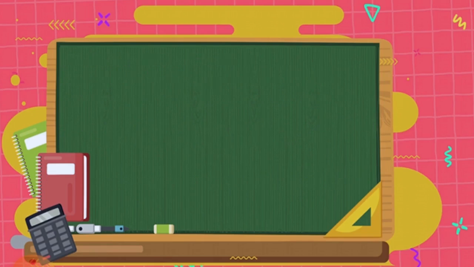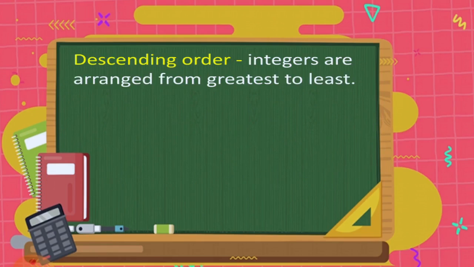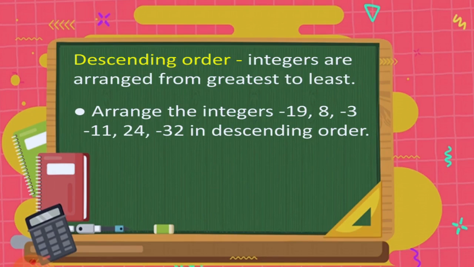While descending order, integers are arranged from greatest to least. Example, arrange the integers negative 19, 8, negative 3, negative 11, positive 24, and negative 32 in descending order. So, you are going to arrange it from highest number to lowest number. What is the highest one? We have 24 followed by 8. Next is negative 3, negative 11, negative 19, and the last one is negative 32.